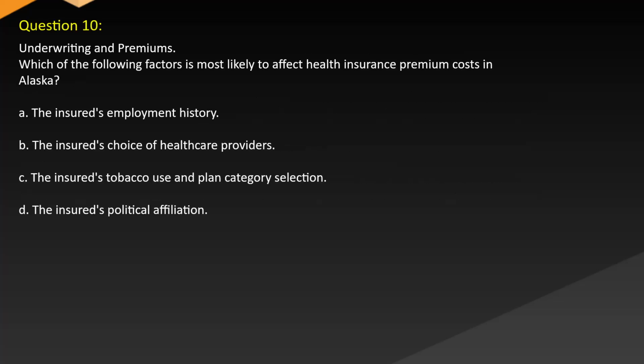Question 10. Underwriting and premiums. Which of the following factors is most likely to affect health insurance premium costs in Alaska? A. The insured's employment history. B. The insured's choice of healthcare providers. C. The insured's tobacco use and plan category selection. D. The insured's political affiliation.